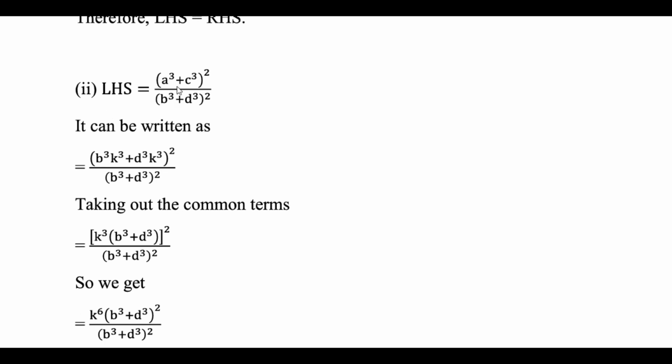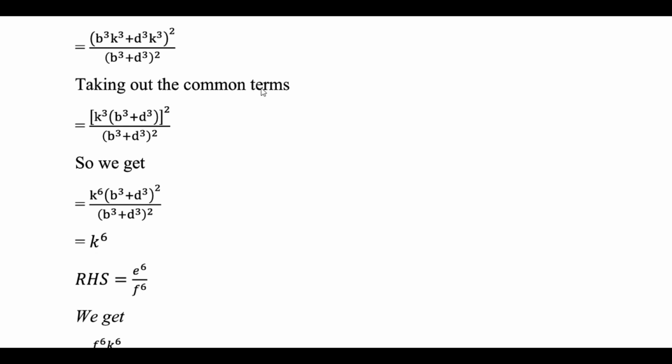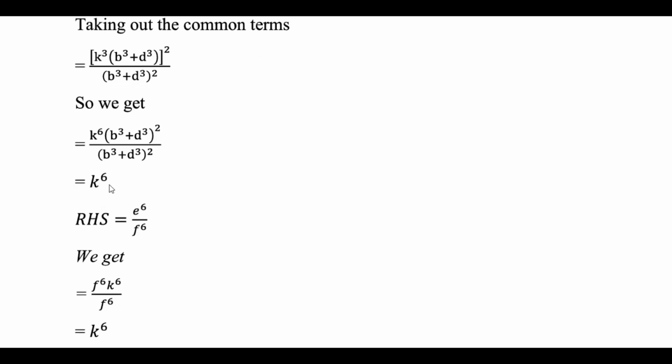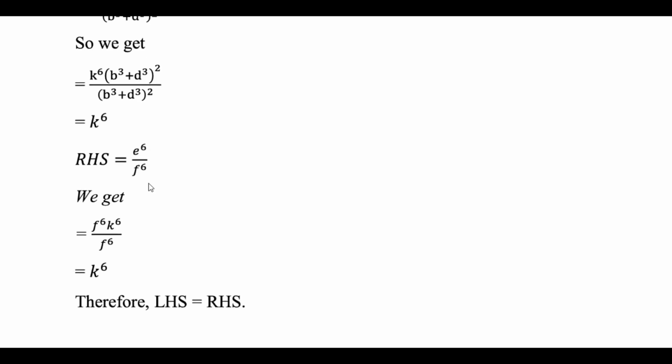In the left hand side, it is given (a³ + c³)² divided by (b³ + d³)². So it can be written as (b³k³ + d³k³) divided by (b³ + d³), whole squared. Just put the values of a and c, nothing more than that. After taking the common terms out and striking off, you will get k to the power 6. Come to the right hand side.